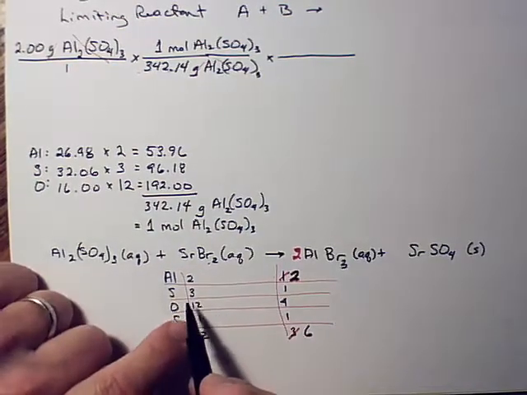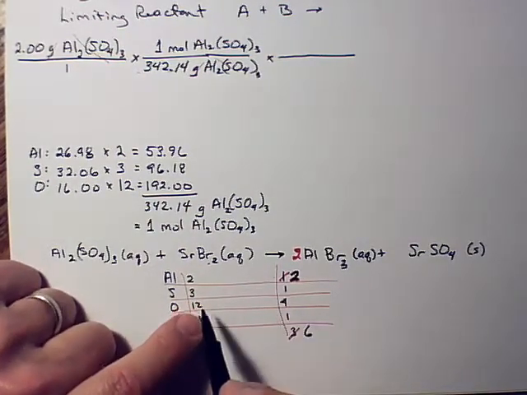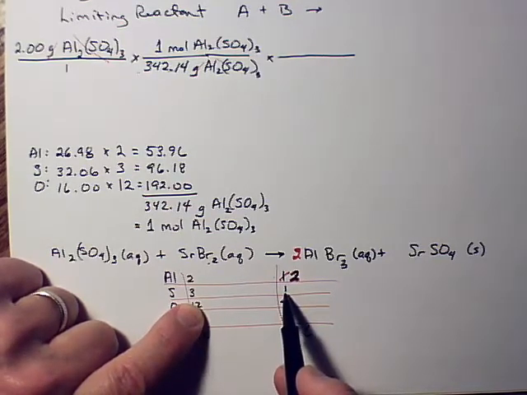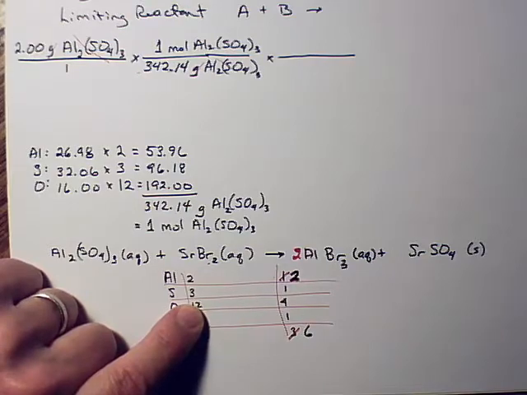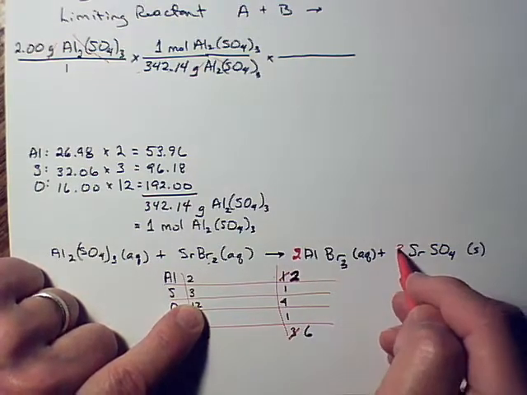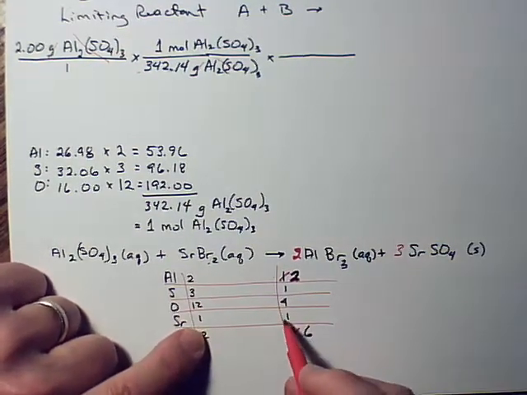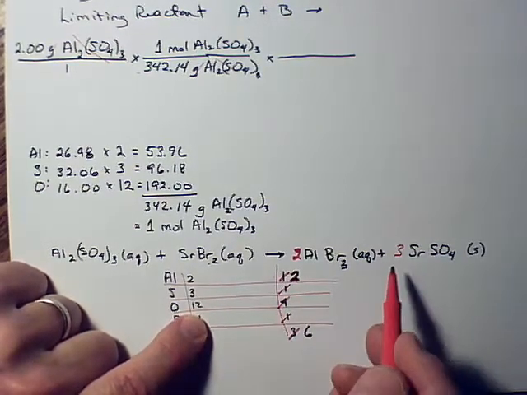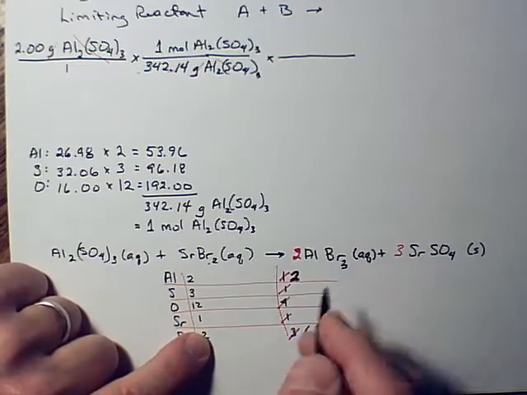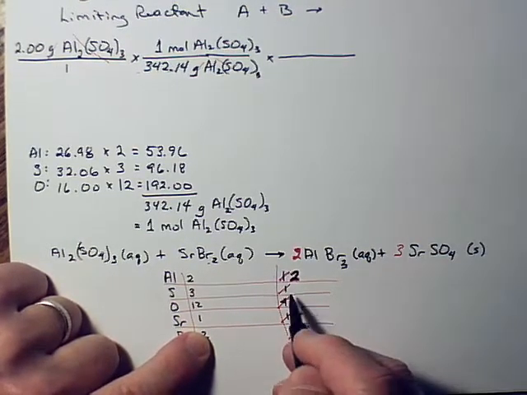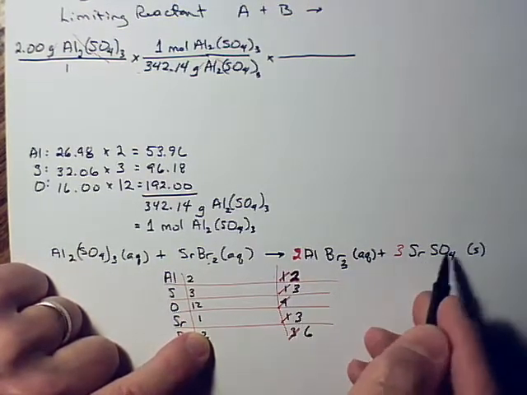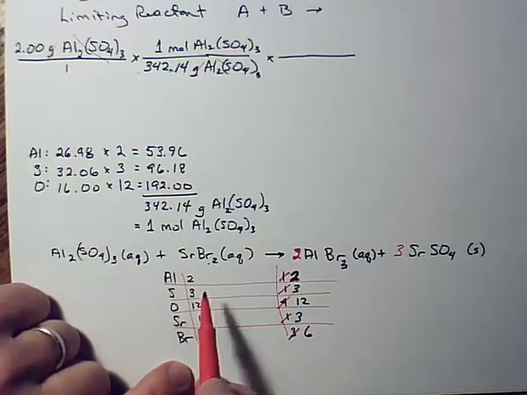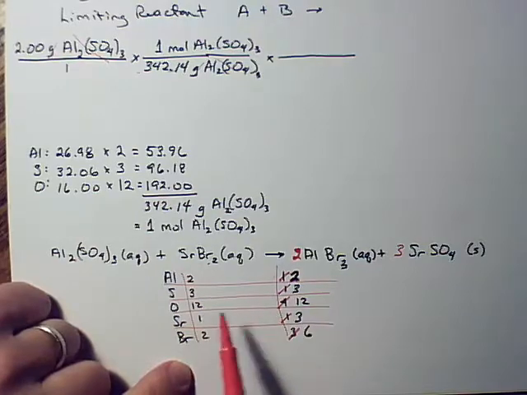All right, we're going to go to sulfur next. Sulfur, I've got 3 on the left. I have currently 1 on the right, so I need to put a coefficient of 3 in front of the species that contains the sulfur. That's going to change the number of strontiums and sulfurs and oxygens. That's going to give me 3 strontiums, 3 sulfurs, and 3 times 4 are 12 oxygens. All right, so we've got aluminum, sulfur, oxygen, all balanced.